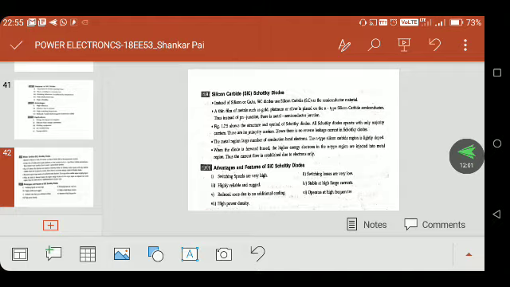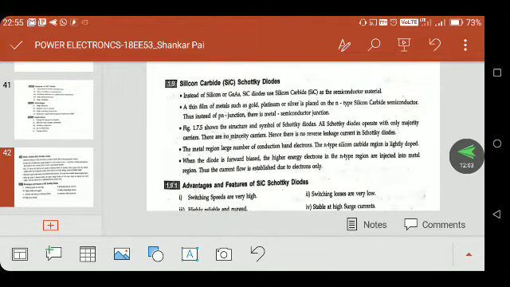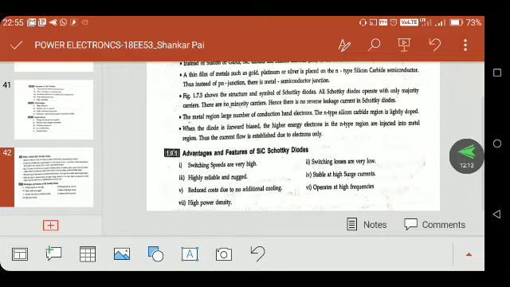Next, silicon carbide Schottky diode. Here also one of the layers is a metal layer. The advantage of this one is that the switching speed is very high, because the reverse recovery time is almost absent. It is highly reliable and rugged, strong in construction, reduced cost since no additional cooling is required, high power density, very low switching losses, stable at high surge currents, and operates at high frequencies.